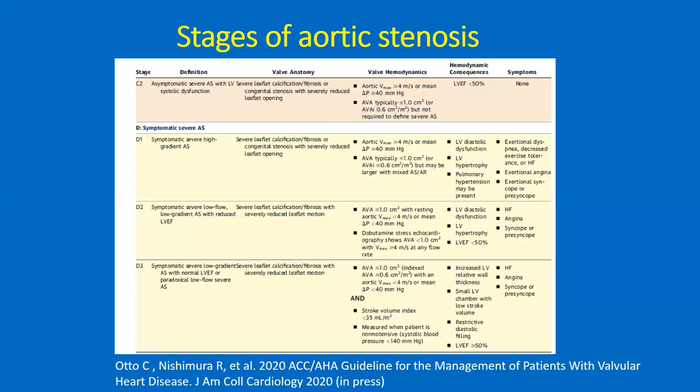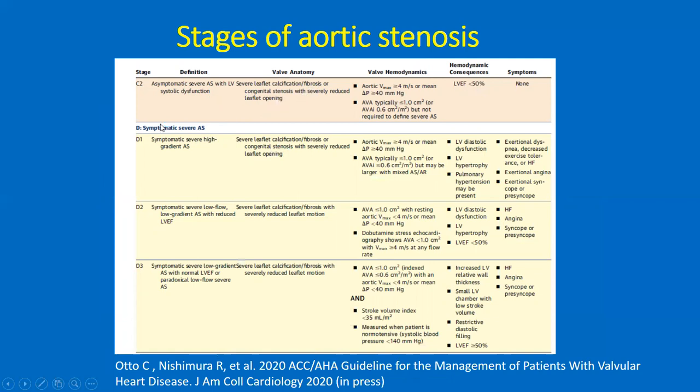In stage 2, C2, again asymptomatic, but this time already there is left ventricular systolic dysfunction. So the left ventricular ejection fraction less than 50%, and this is a class 1 indication for aortic valve replacement, even in asymptomatic patients in severe AS.